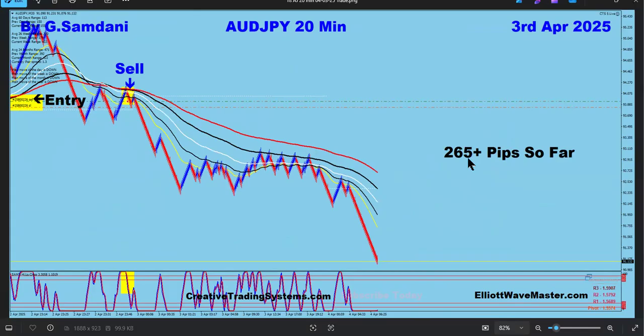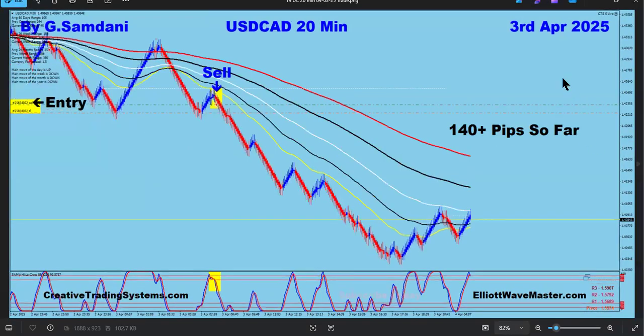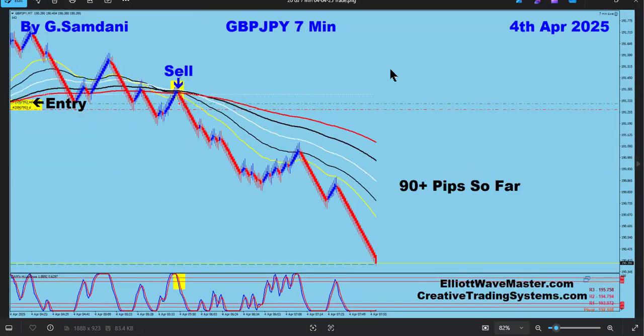Remember, this week, April 2nd, Trump came up with these tariffs, right? And because of that, from there on, this is what happened. Volatility increased big time, and that's why you see those big trades. On the third, USD CAD here to the downside because USD started to get weaker, badly, 140 pip. That's why Euro USD and Pound USD went up, and USD CAD and USD Yen went down because of the USD weakness. Now on the fourth, Pound Yen 7-minute chart, 90 pip to the downside.